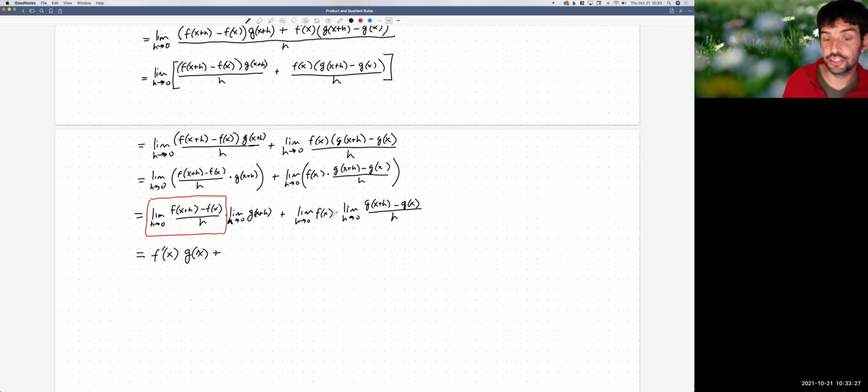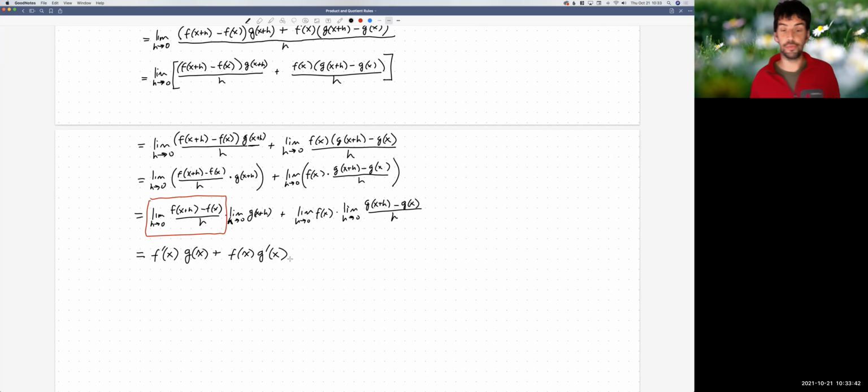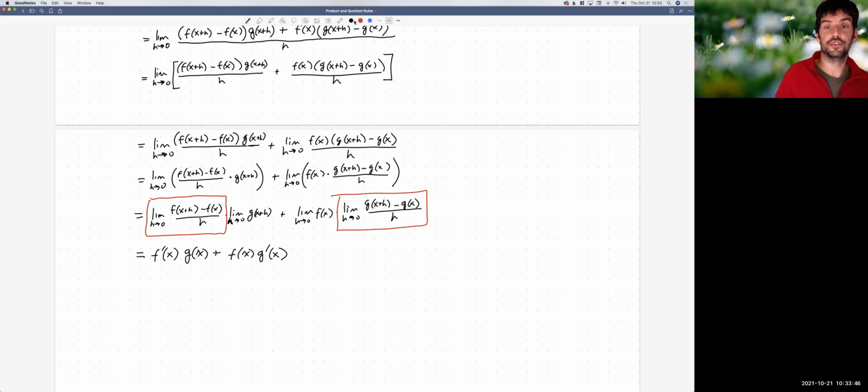Here we've got the limit as h goes to 0 of f of x. So h doesn't even appear here. It's not part of this. So as h goes to 0, f of x doesn't care. Nothing happens to it. Nothing changes about f of x. And then that last term is g prime of x, right? That's our definition of the derivative of g.